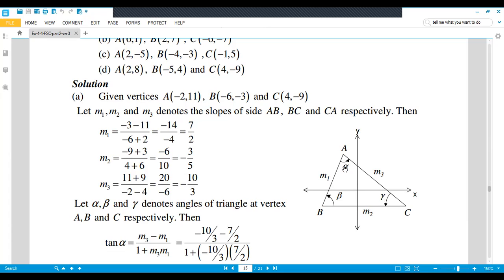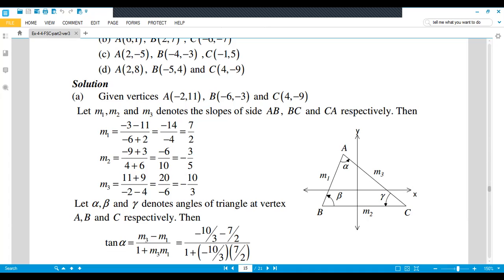If you check, alpha is in between m1 and m3. So when we find the angle alpha, which slopes will we take? M1 and M3. Similarly, for beta, we will take M1 and M2. Look at the arrow direction from M2 to M1. So M2 will be the first and M1 will be the second slope. Similarly, for gamma, M3 and M2 we will use.